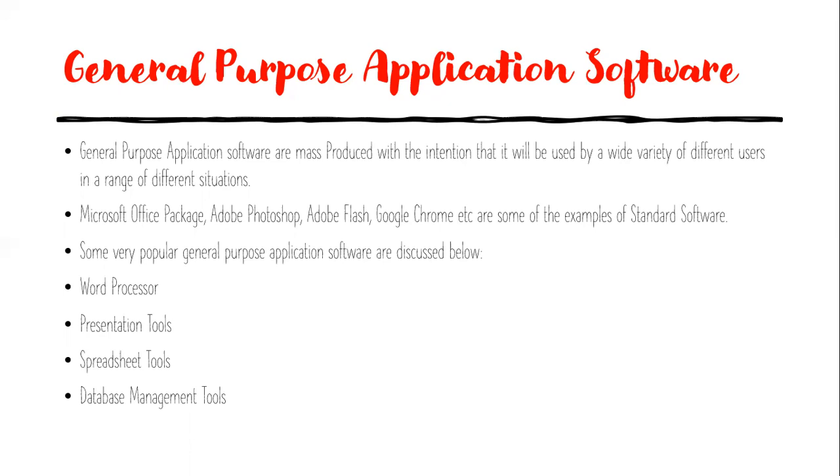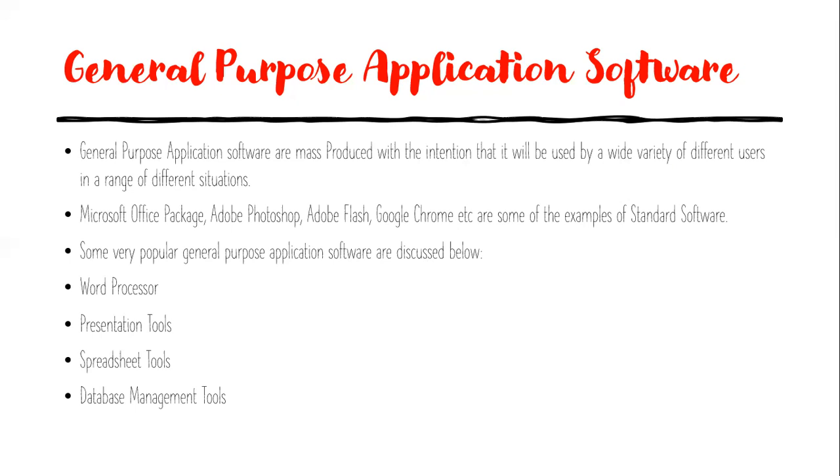Next one, spreadsheet tools. Spreadsheet software is used to align the data in tabular form, so that it will be clear and easily understandable for any person who is viewing that particular spreadsheet. A popular example of a spreadsheet is Microsoft Excel. Excel does the same work. Excel itself is what is called a spreadsheet.